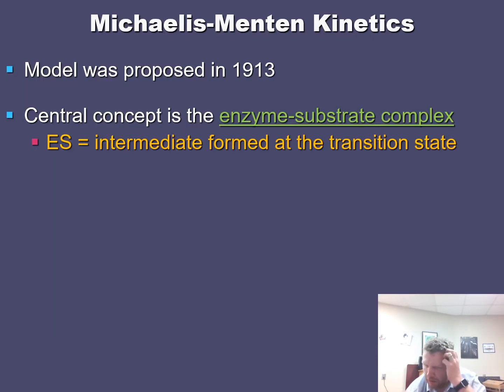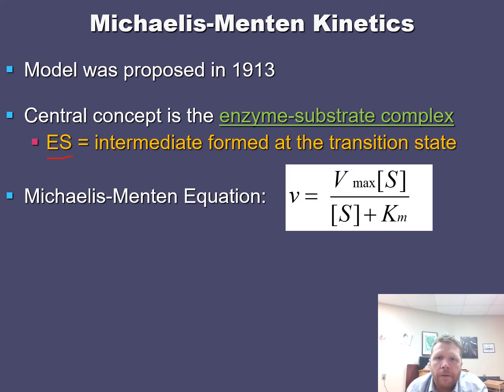Now, Michaelis-Menten kinetics are our way of measuring how fast a reaction goes. This model was originally proposed in 1913, and it relies upon the ES, or enzyme-substrate complex, the intermediate that's formed at the transition state. The Michaelis-Menten equation is displayed here, relating the enzyme's affinity for our substrate, or our Km, to substrate concentration, and that substrate concentration multiplied by the maximum velocity of our enzyme.